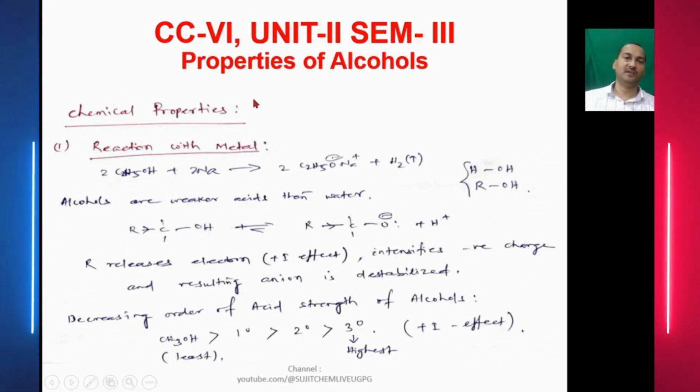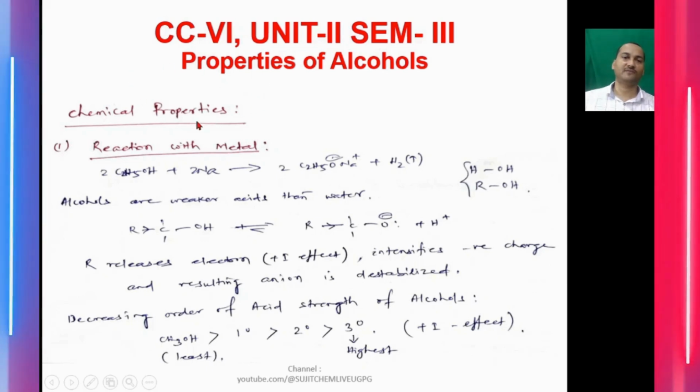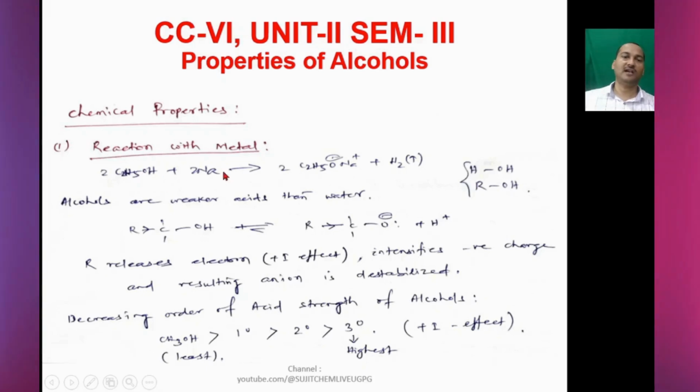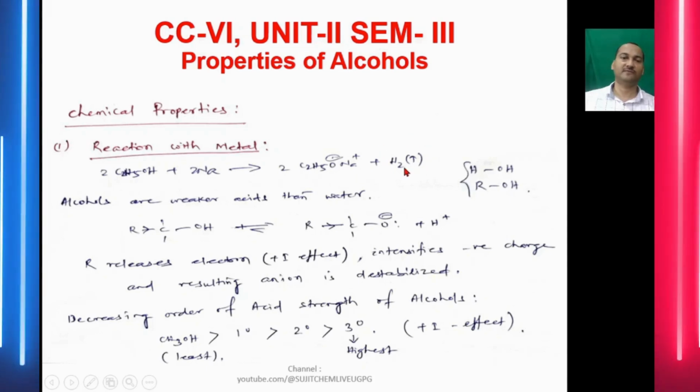Then chemical properties. So now we'll talk about the reactions of alcohols. So first is reaction with metal. So alcohol reacts with sodium, giving rise to sodium ethoxide. So C2H5OH reacts with sodium, giving rise to sodium ethoxide plus hydrogen.